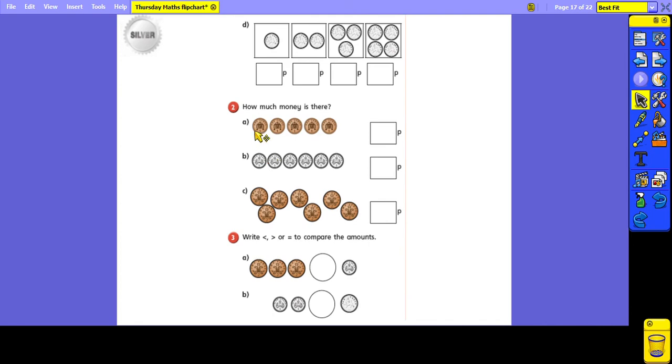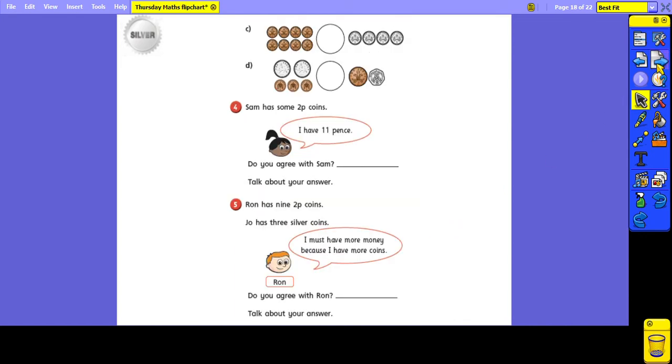For question 2, you're adding up how much money there is in each group. For question 3, you are comparing the amounts of money using less than, greater than, or equal to symbols. Question 4, you need to decide if you agree with Sam or not. Sam has some 2 pence coins and she thinks she has 11 pence. And then you can talk about your answer and maybe explain by writing down your reasoning.